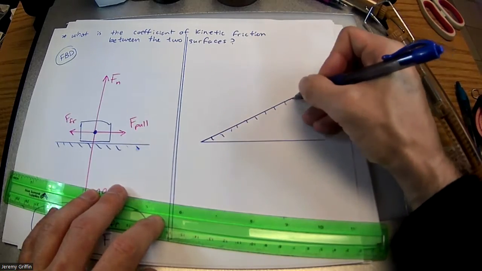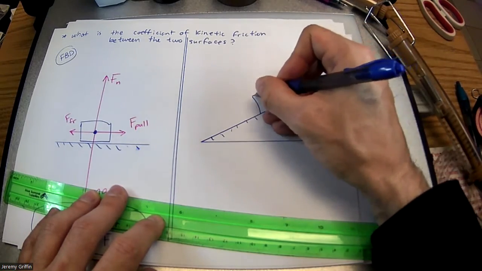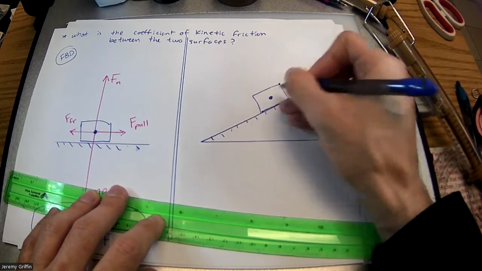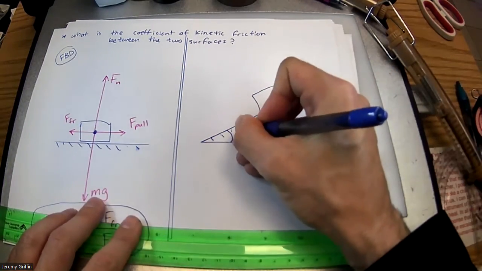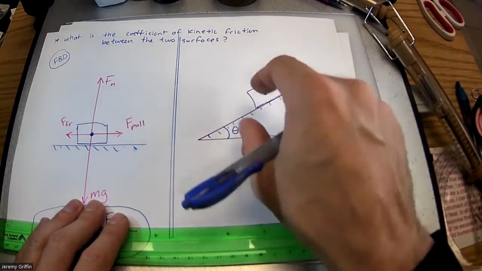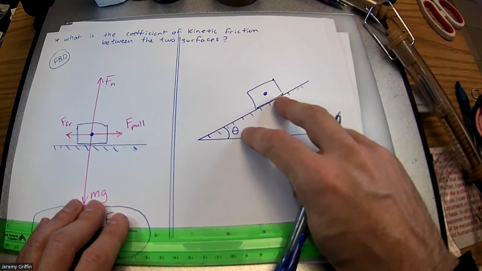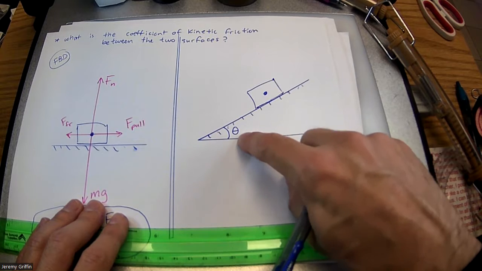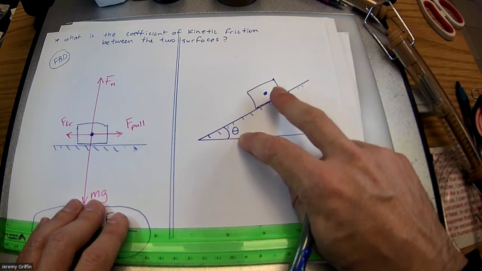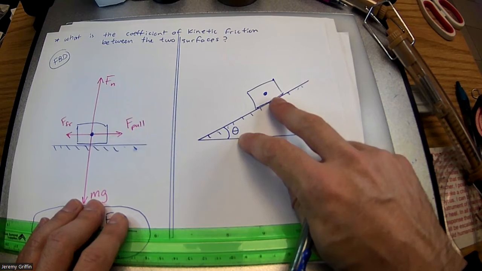But it's going to look more like this. Okay, you got maybe like a block on this incline. And at some angle theta, it's going to slide down at constant velocity. Hey, do you guys think that if you just knew that angle theta, that would be enough information by itself to be able to determine what is the coefficient of friction between these two surfaces?